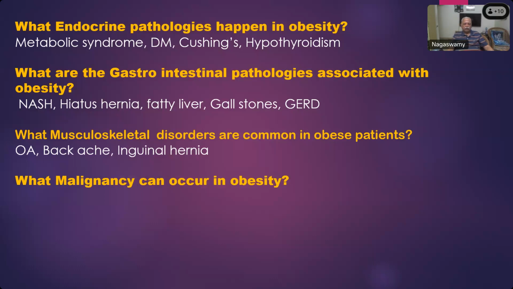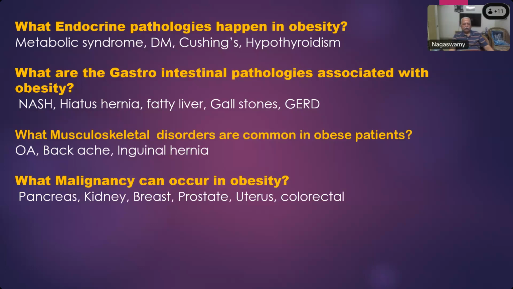So what malignancy can occur in obese patients? Which malignancies are common in obese patients? They are prone for malignancy also. Uterine cancers, female uterine, ovarian. The commons are pancreas, kidney, breast, prostate, uterus, and colorectal. Okay, all these cancers can occur simply because the patient is obese, because of the chronic secretion of inflammatory cytokines leading to mutation of the cells leading to the malignancy.